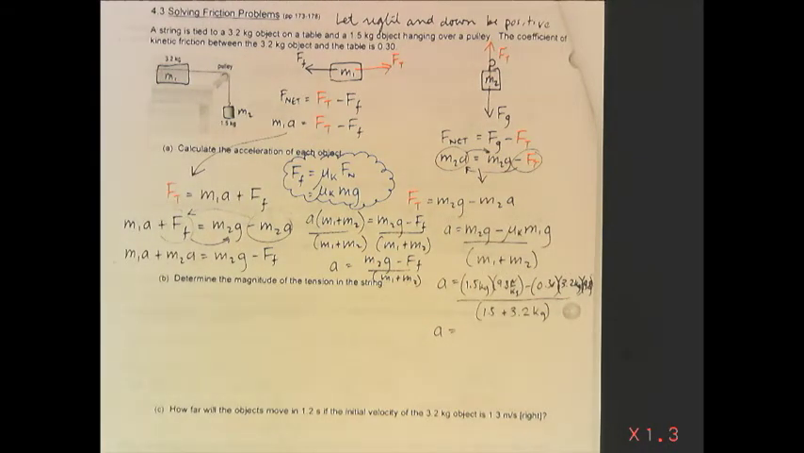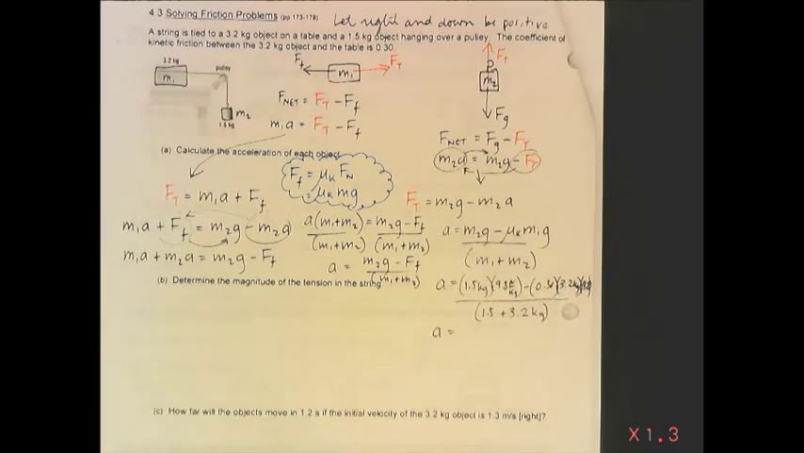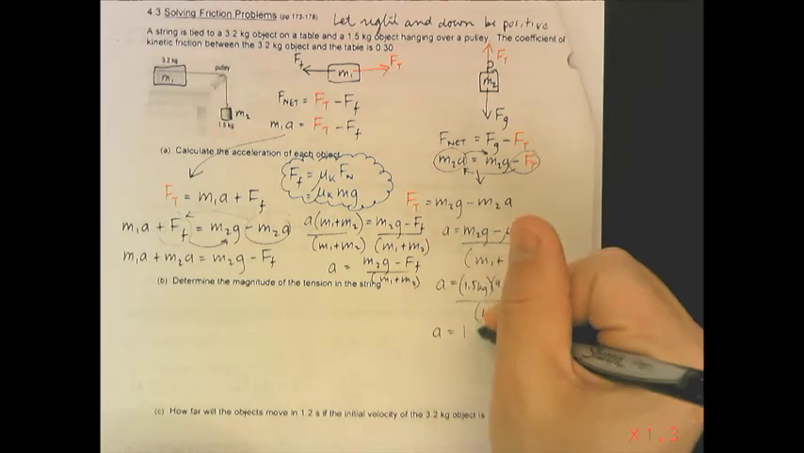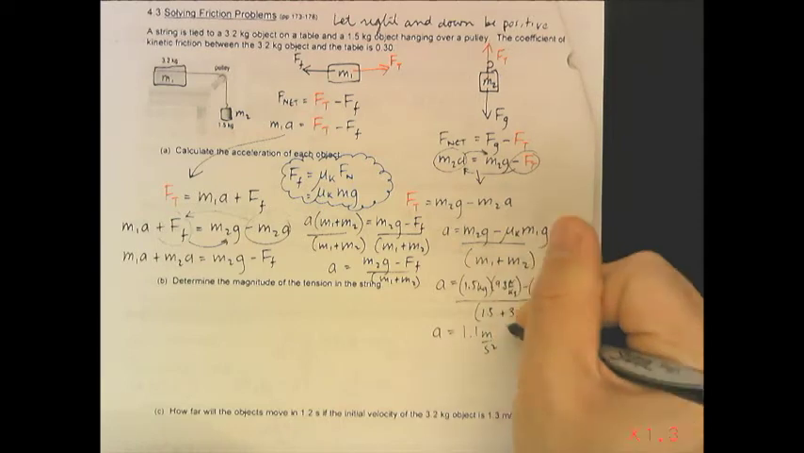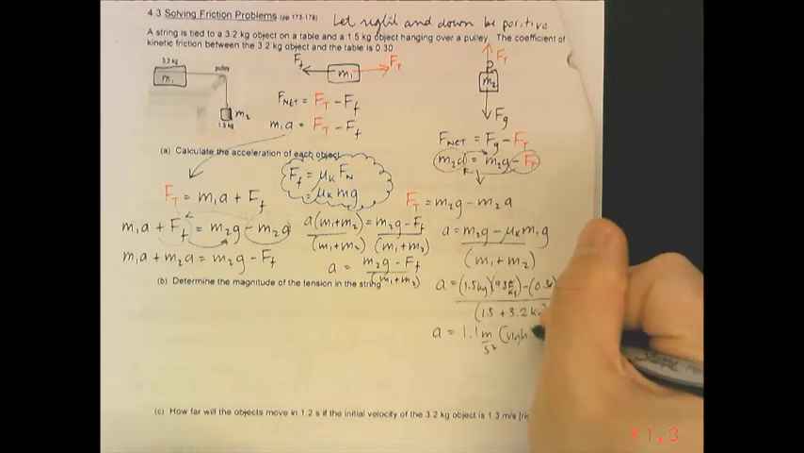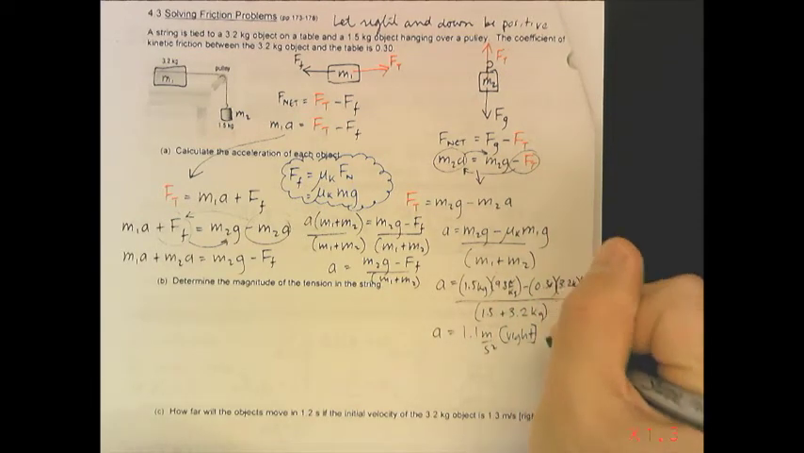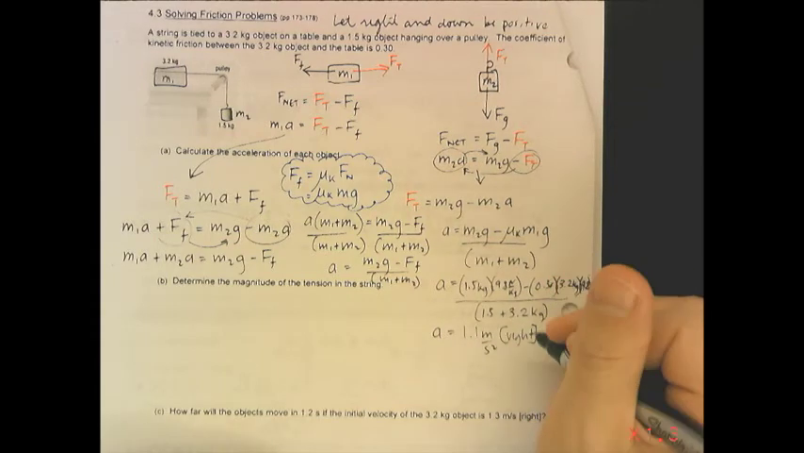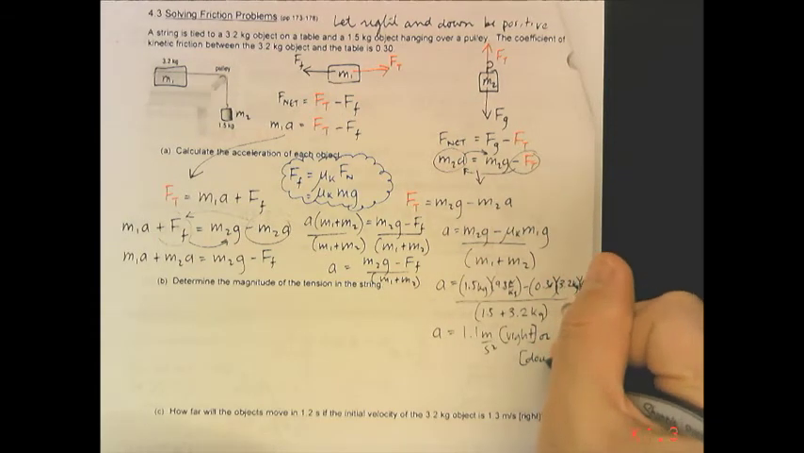Take your time, do it carefully. You should end up with 1.1 meters per second squared. Right if you're referring to the block, or down if you're referring to the mass.